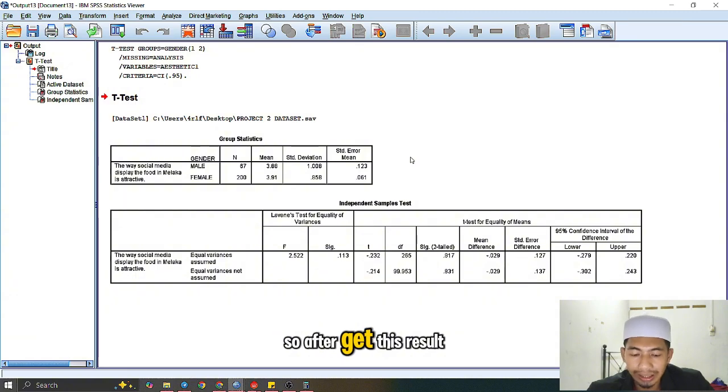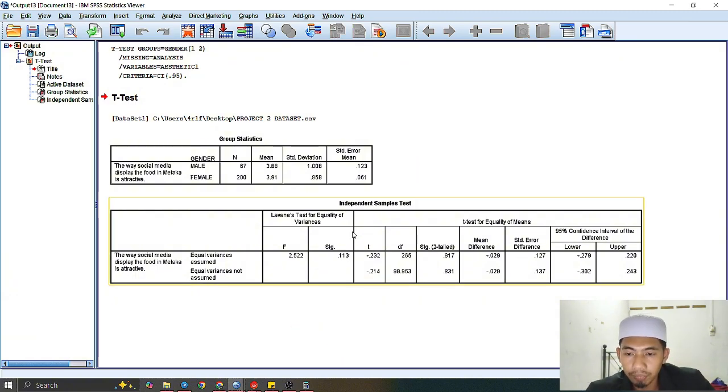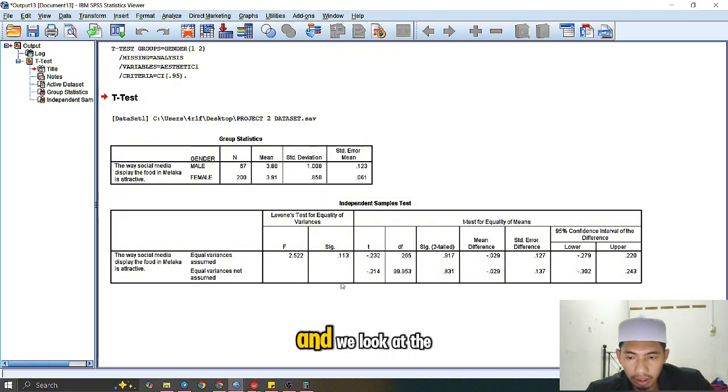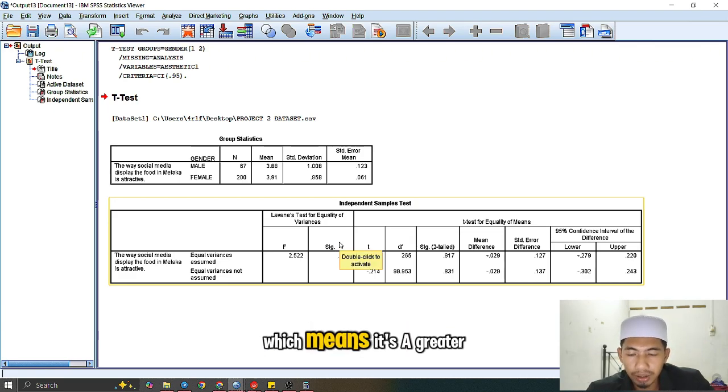So after we get this result, we look at the significant column at the Levene's test for equality of variances, this one, and we look at the first line. So here, the significant number is 0.113, which means it's greater than 0.05. So the variances are the same, and the first line is called equal variances assumed.